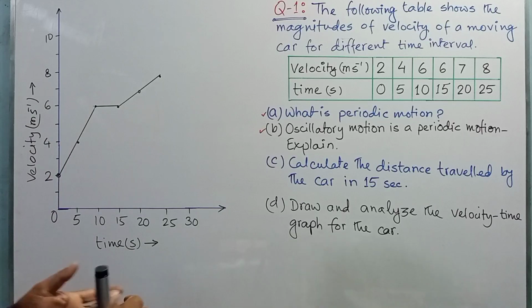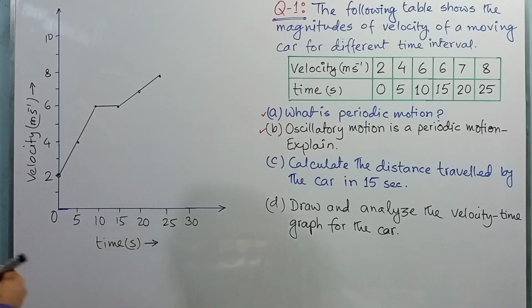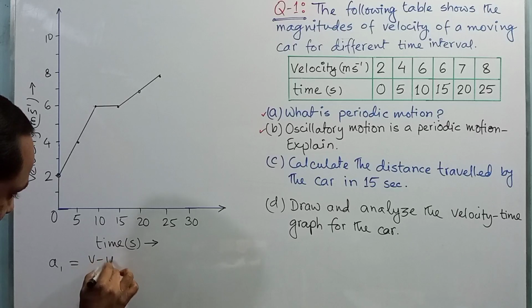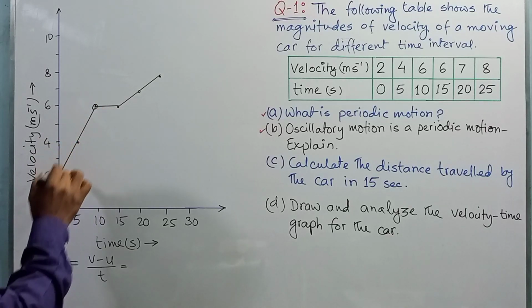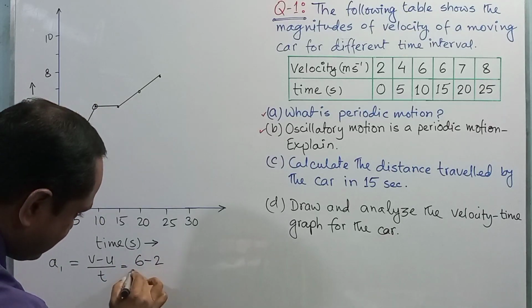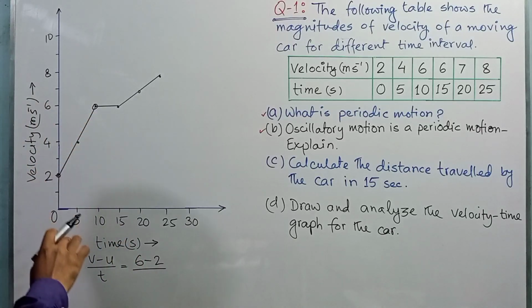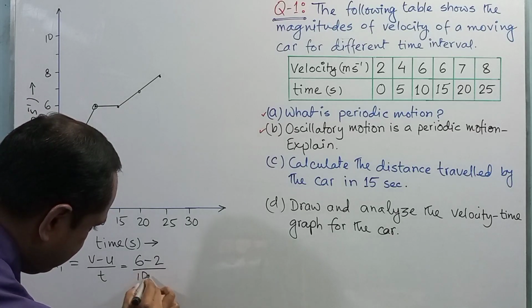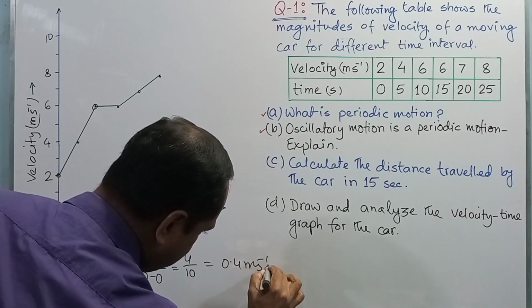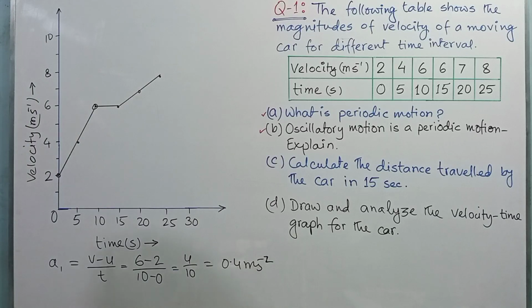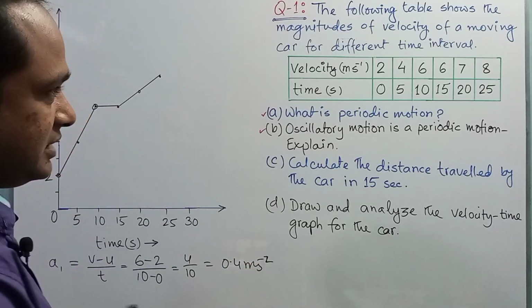For the first 10 seconds, the car moves with uniform acceleration because with time the velocity changes uniformly. So if we would like to calculate the acceleration for the first 10 seconds, here acceleration a1 is equal to v minus u divided by t. So for first 10 seconds, final velocity was 6 and initial velocity was 2. So 6 minus 2 divided by time. Here required time was 10 minus 0. So we can write 4 divided by 10, that is 0.4 meter per second square. Right? So acceleration in first 10 seconds was 0.4 meter per second square.